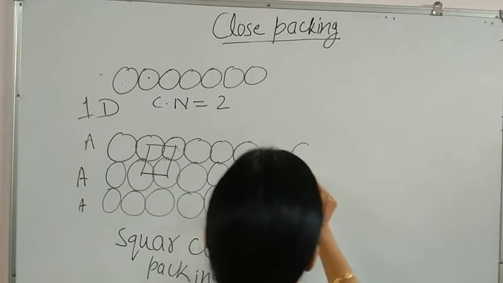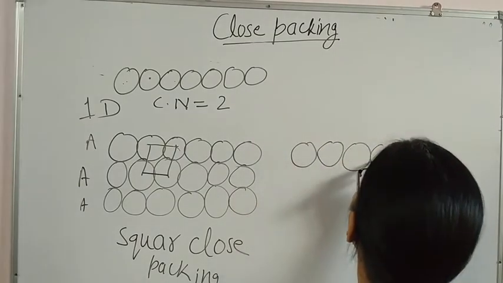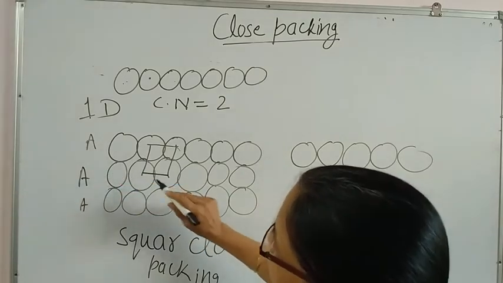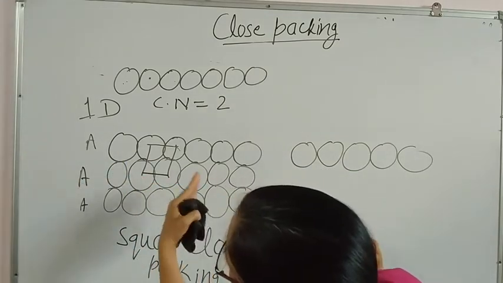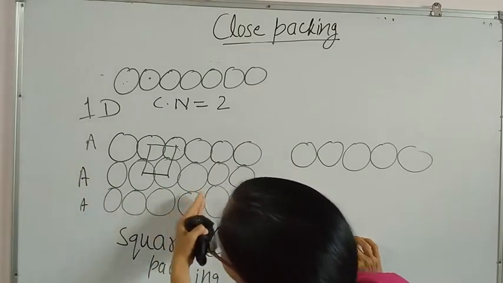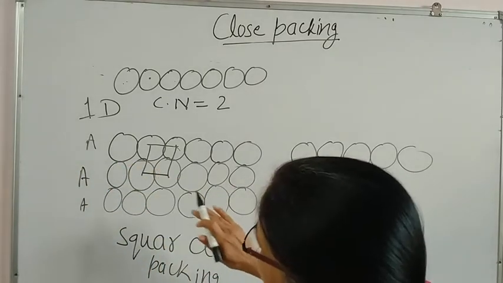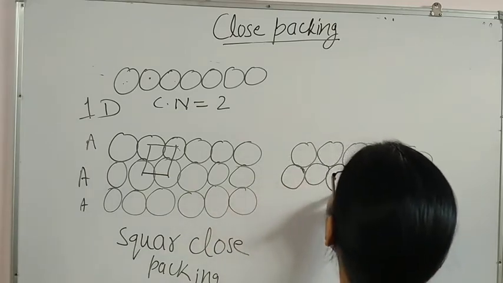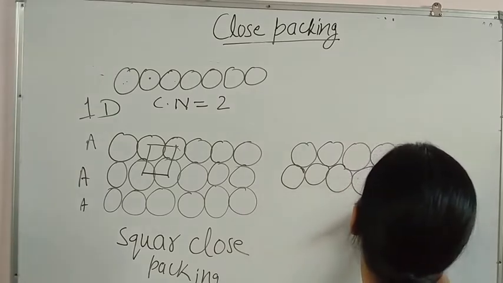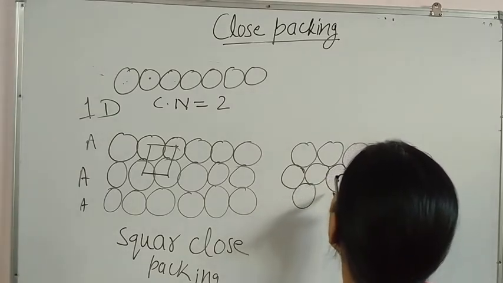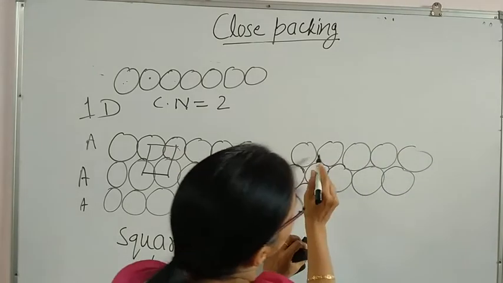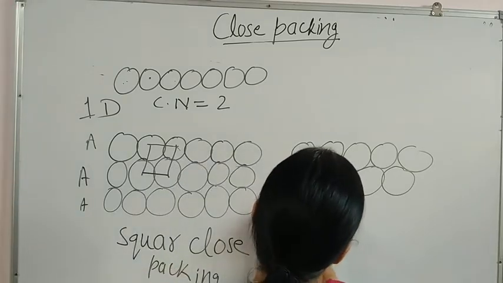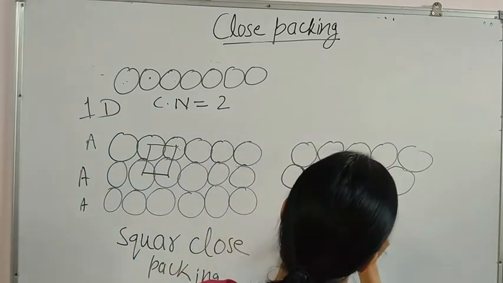Now, the second option for 2D arrangement: first layer similar, but the second layer will not come in this way. The second layer comes either in the left direction or in the right direction. A little bit I will arrange in the left direction. So suppose I am arranging in the left direction, then it will come in this manner. Then the third layer: between two particles I am placing the second layer, and in the same manner the third layer.